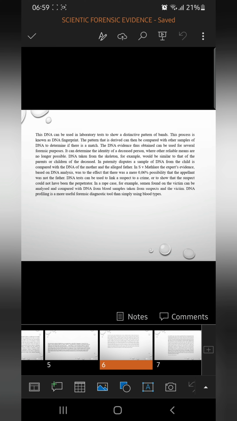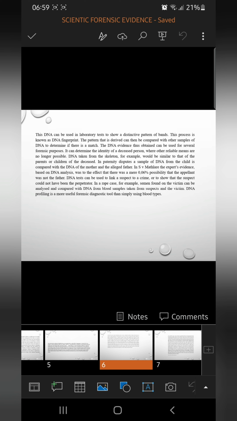In S versus Matley, the expert evidence based on DNA analysis was to the effect that there was a mere 0.06% possibility that the appellant was not the father. DNA tests can be used to link a suspect to a crime or to show that the suspect could not have been the perpetrator.